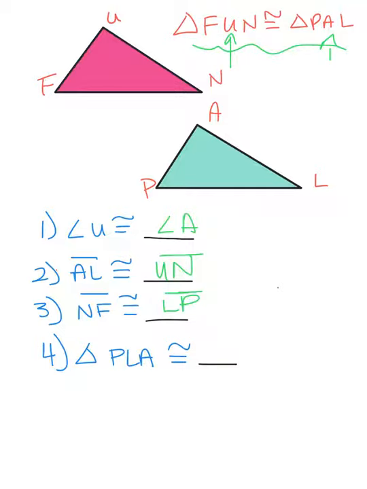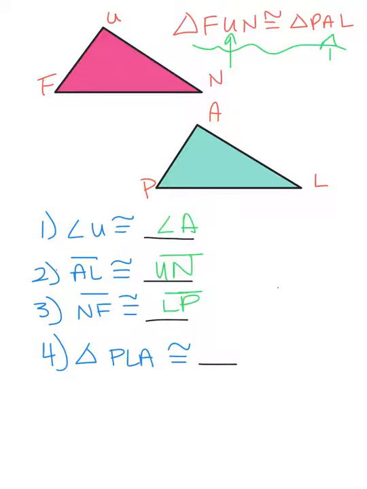And in our final statement, I took the original congruency statement. So I know triangle FUN is congruent to triangle PAL, and that order is important. So number 4, I just rewrote those letters. So I'm stating this triangle is slightly different in order, but again, we're still talking about the same triangle. So I have to be careful how I am matching up the letters.